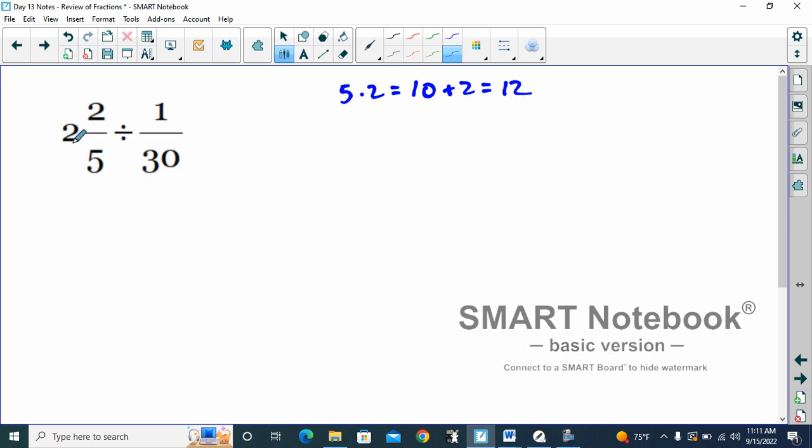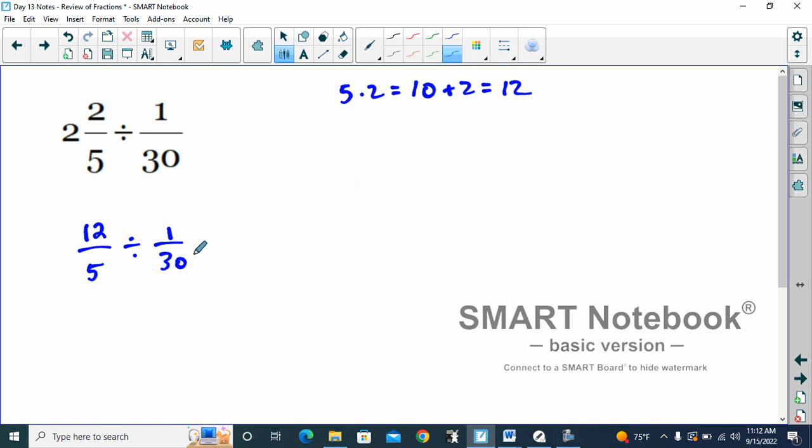Again, it's denominator times whole number plus numerator. That is the new numerator, and the denominator stays the same, it's 5. So all I did here on this first step was change any mixed numbers to improper fractions.